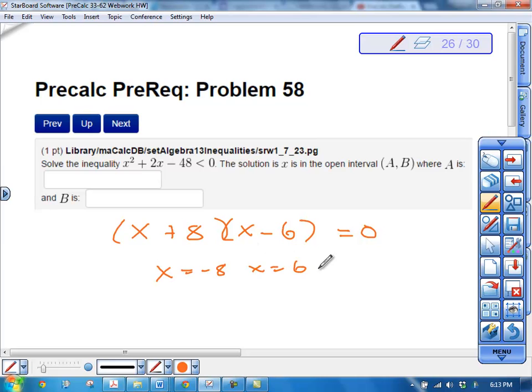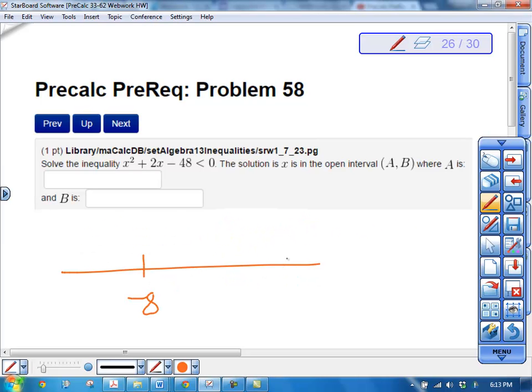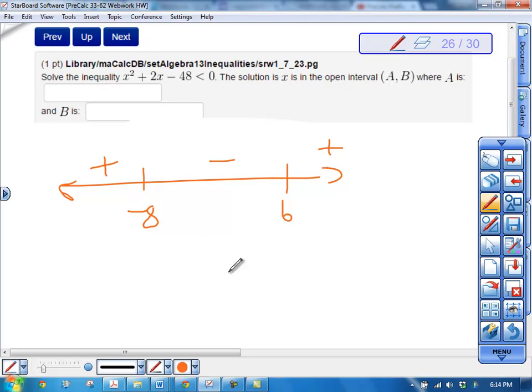So what I can do now with those, negative 8 and 6, is put them on a number line. And I can test the left side of that. If I stick in negative 9 here, negative 9 squared is 81, plus negative 18 minus 48, I can tell if that's negative or positive in this region. And so that is positive. Let's stick in 0, you get negative 48, so that's negative. And then when you stick in 7, you're going to see that it goes back to positive.